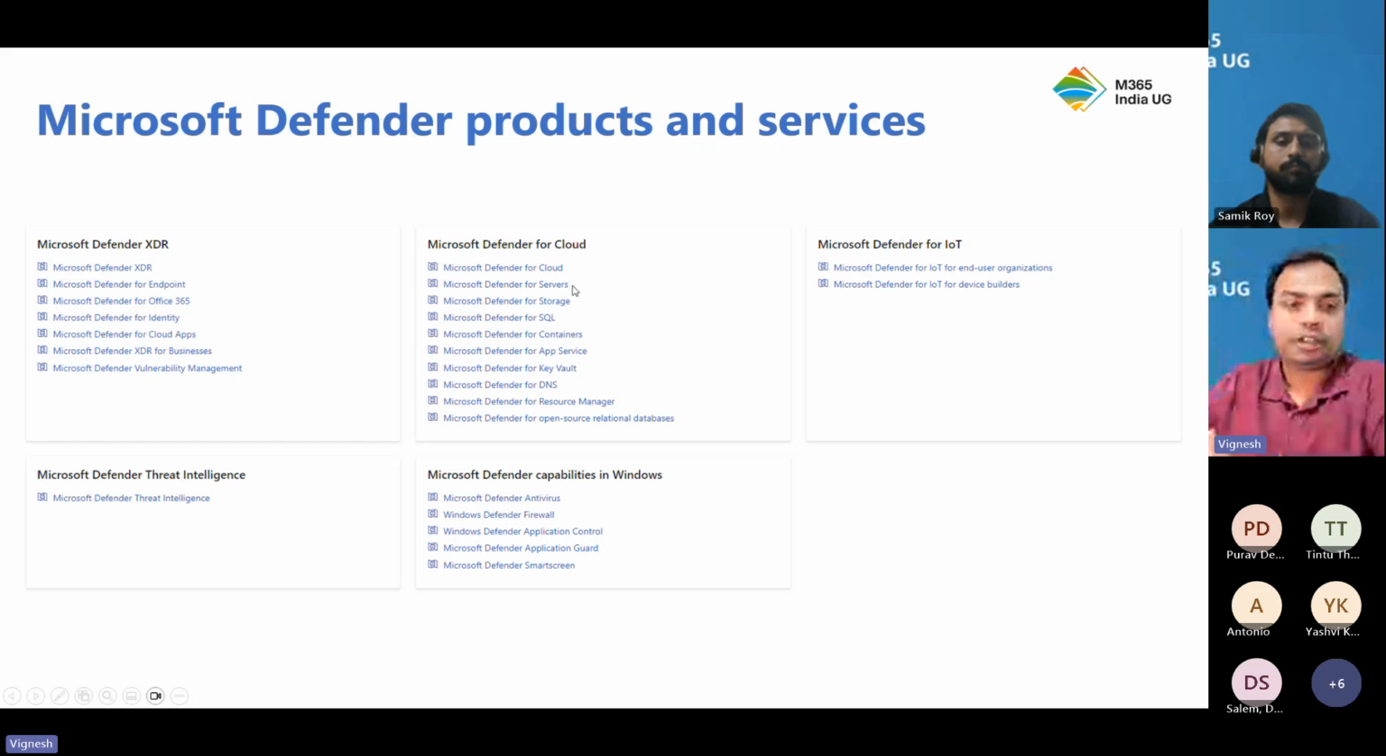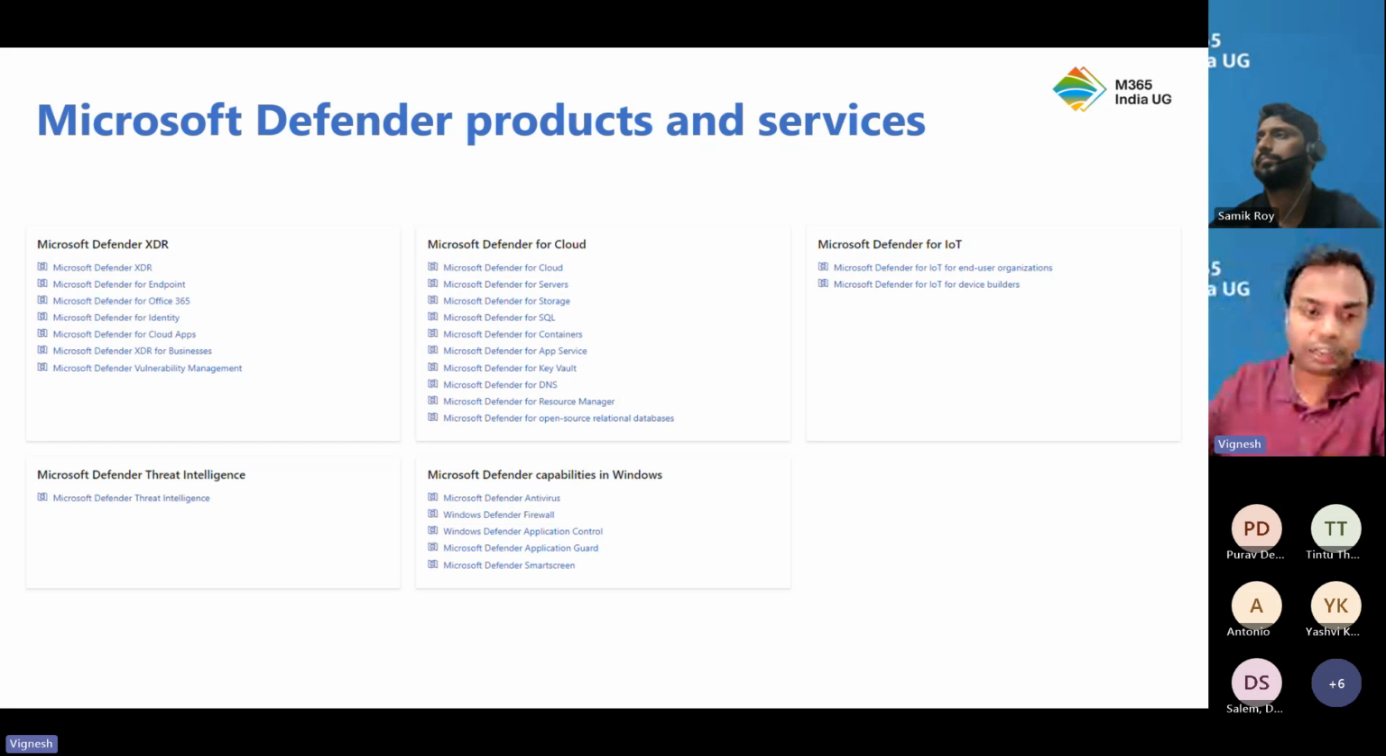And then you have Microsoft Defender for Cloud, which is more on the Azure IaaS and PaaS side of things. If you're looking for security services that can help to secure your Azure investments, then Microsoft Defender for Cloud is the product for you. Then Microsoft Defender for IoT, of course, as the name itself says, it's for IoT devices. Then you have Microsoft Defender Threat Intelligence and also Microsoft Defender capabilities in Windows. So this is how Microsoft has segregated the Microsoft Defender products and services. But our core focus would be the Microsoft Defender XDR in this webinar series.